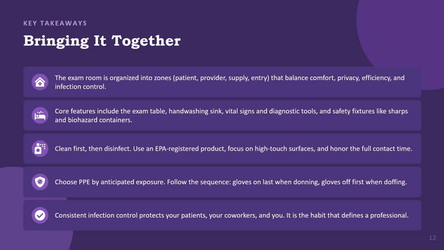Third, for cleaning, the order is clean first, then disinfect. Use an EPA registered product, focus your effort on high touch surfaces, and honor the full contact time so the product can actually do its work. Fourth, for PPE, select based on the exposure you anticipate and follow the sequence. Gloves go on last when donning and come off first when doffing.